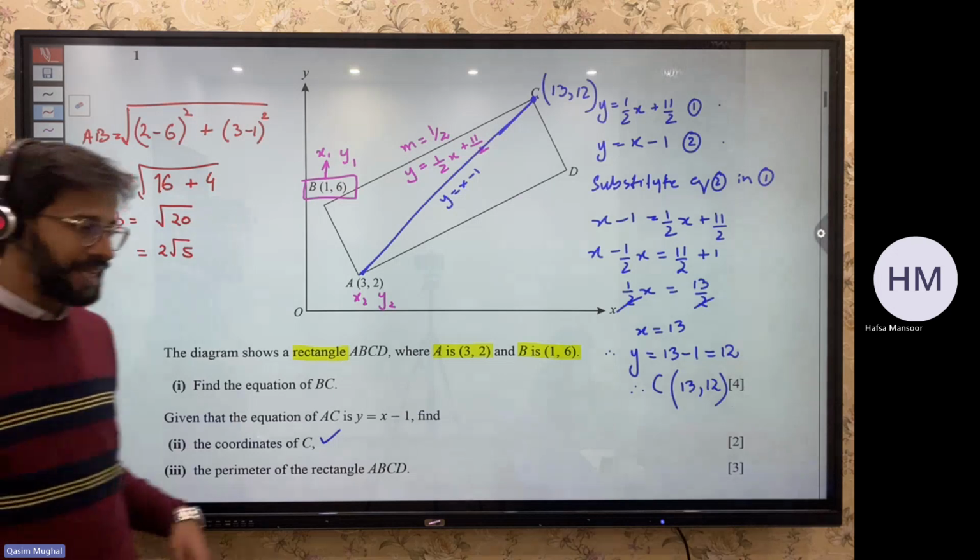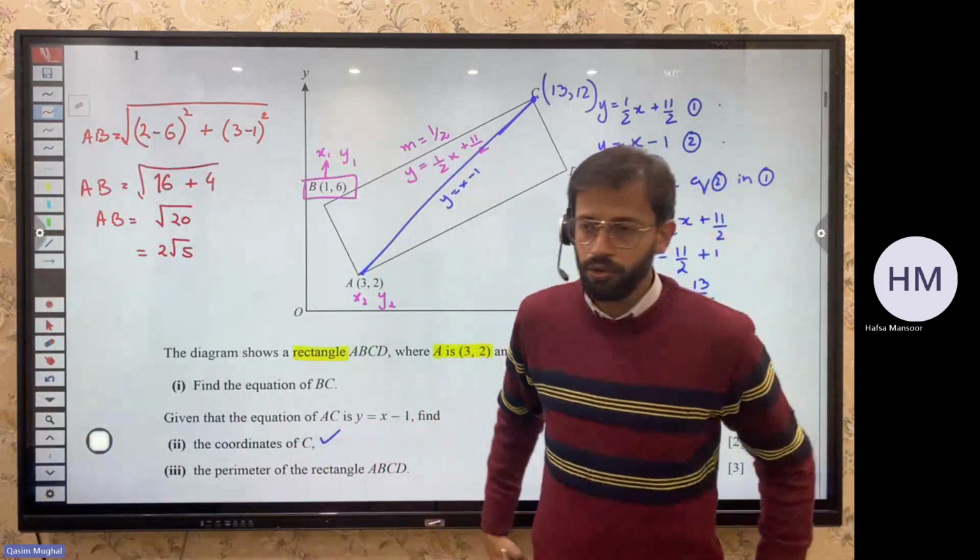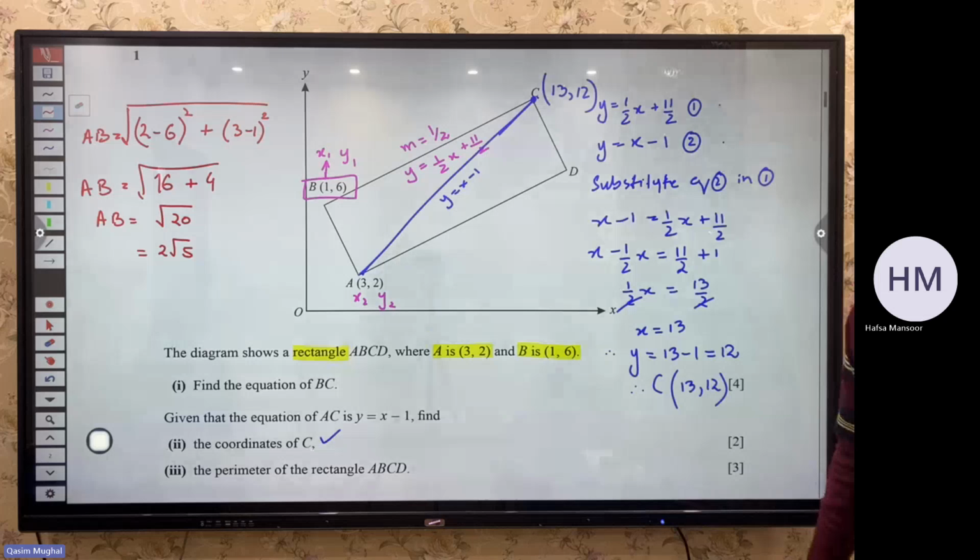आप इसको कैलकुलेटर पे करें. Exact value is 2 root 5. Do not convert into the decimal as of yet.